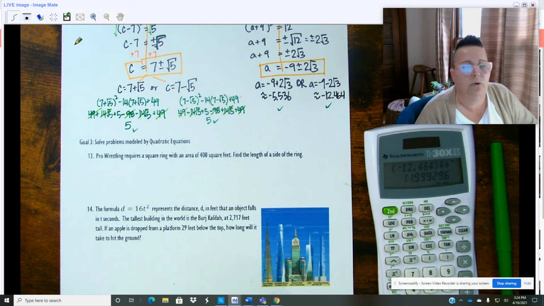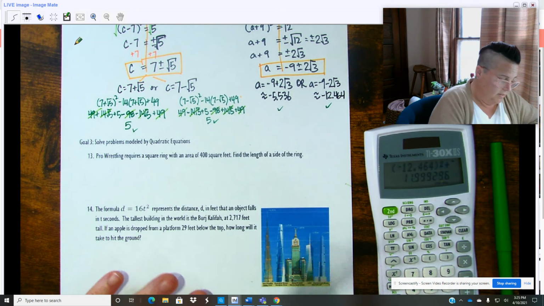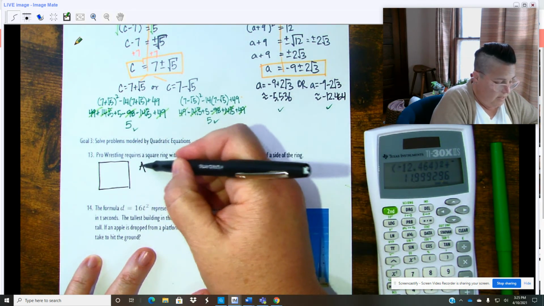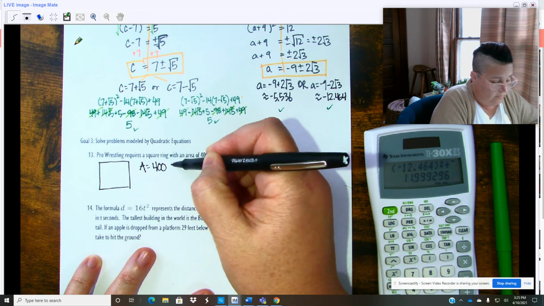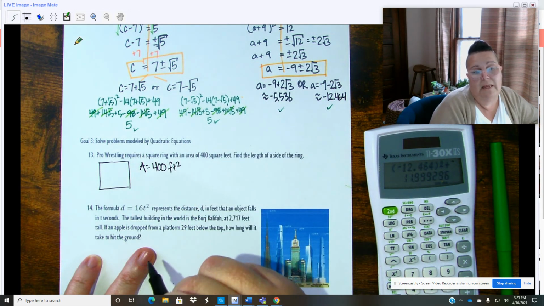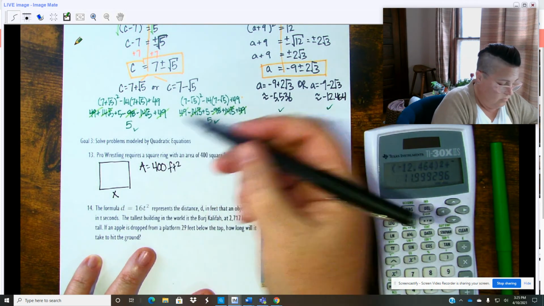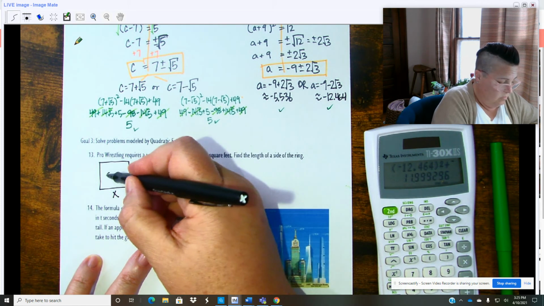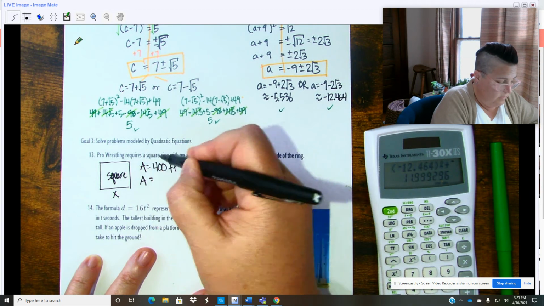That's degree 2. Pro wrestling requires a square ring with an area of 400 square feet. Find the length of a side of the ring. A square with an area of 400 feet. So I'm going to go ahead and draw a square. We know that the area is 400 square feet. We know that the area for a square, well, if it's a square, right? And they do say it's a square ring. So it is a square.